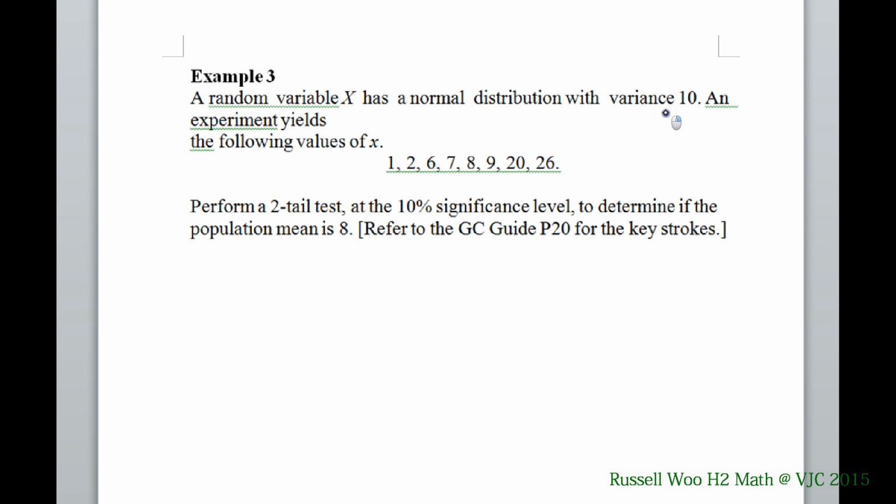Come. Good. You know there are a few steps available to follow for hypothesis testing. Now we've done example 3. Let me just do a quick recap.